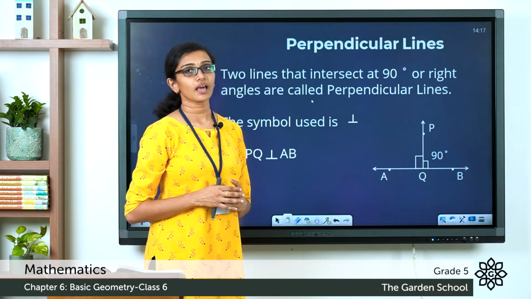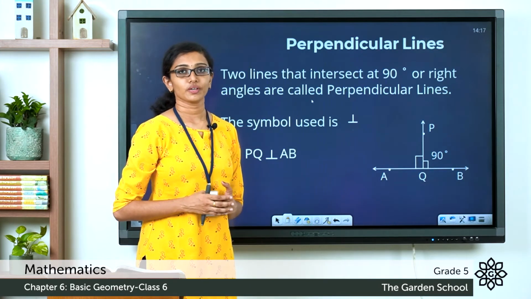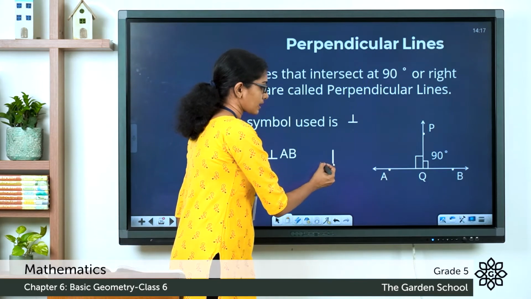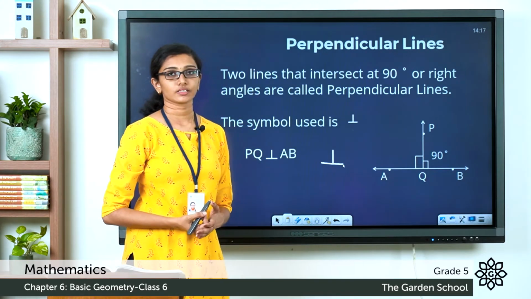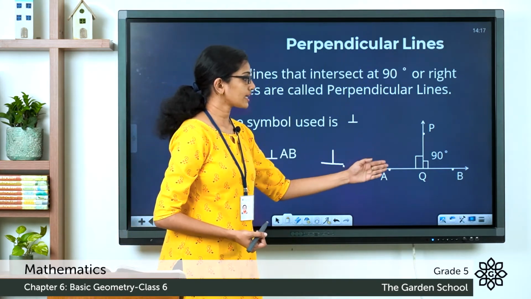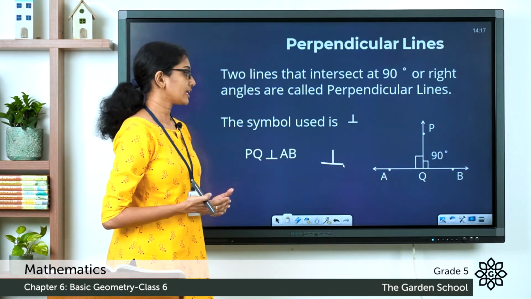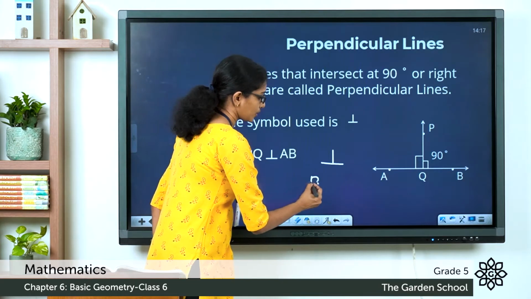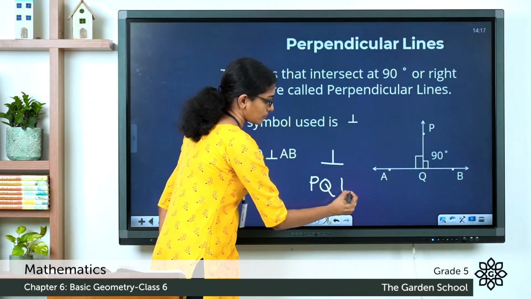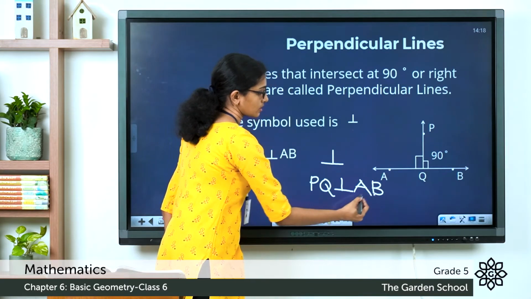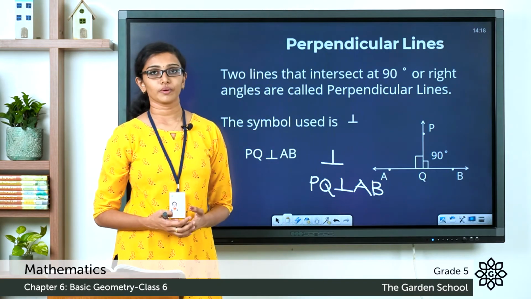And there is a symbol we use to represent perpendicular lines. It is this symbol. First we draw a line like this and below that we draw a line like this. So how do we write this? AB and PQ, if they are perpendicular lines, we write that as PQ perpendicular to AB. This is how we represent perpendicular lines.